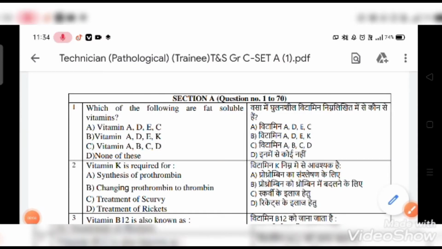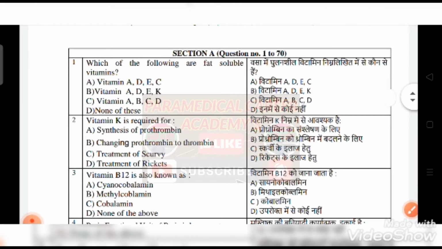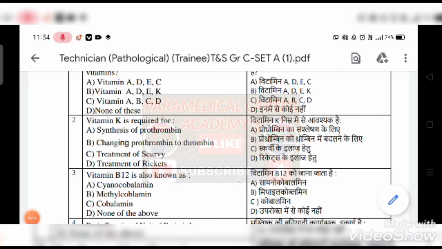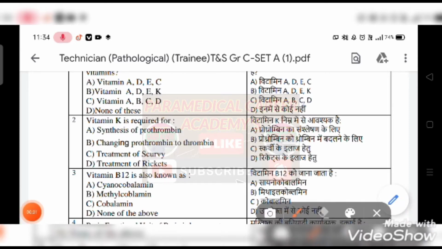Today we are going to discuss Technician Pathological Training Question Paper. In this question paper, first question is which of the following are fat soluble vitamins? Answer is B, vitamin A, D, E, K. Second question, vitamin K is required for? Answer is A, synthesis of prothrombin.